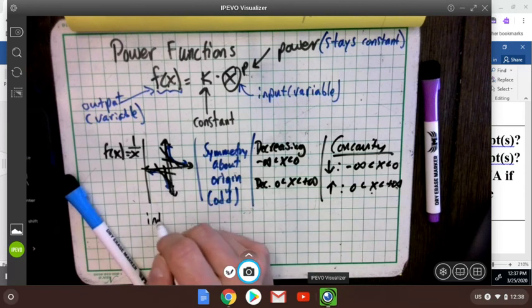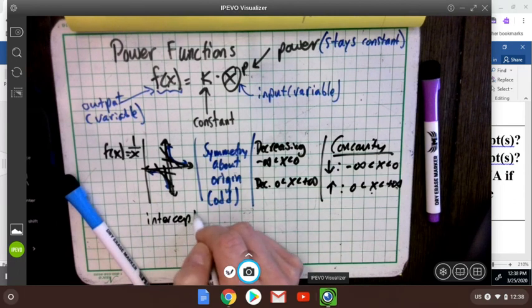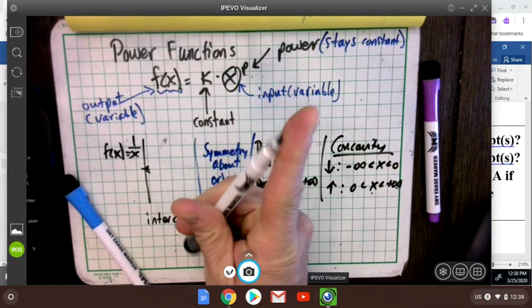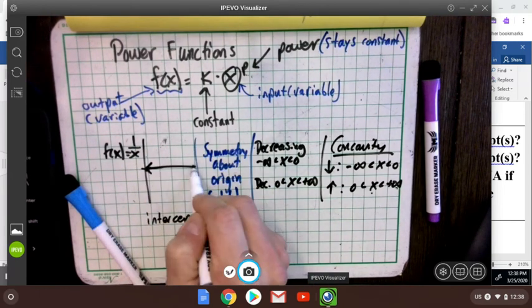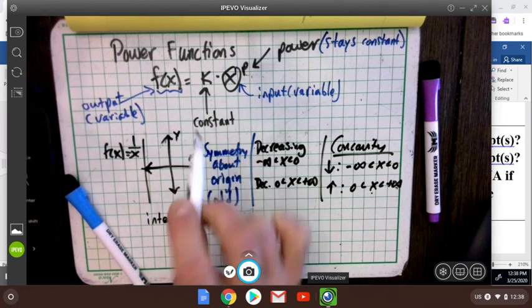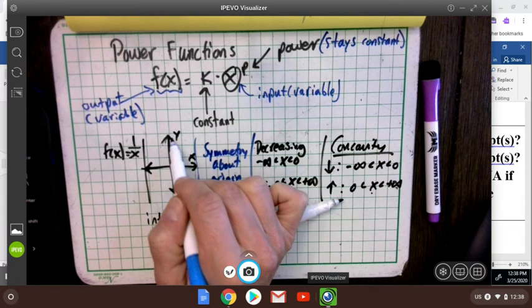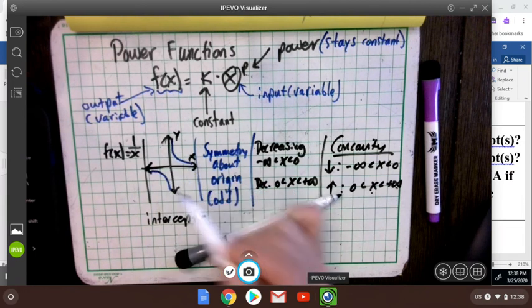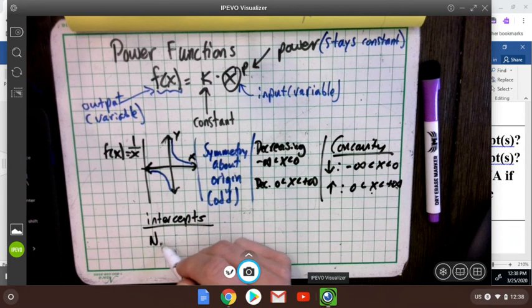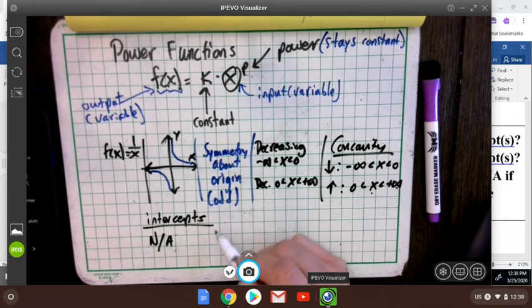Intercepts. If I'm looking at the intercepts, here's our x, here's our y, here's our graph. We can pretty much easily see that there are no intercepts. So you can write NA in your chart if you so desire.